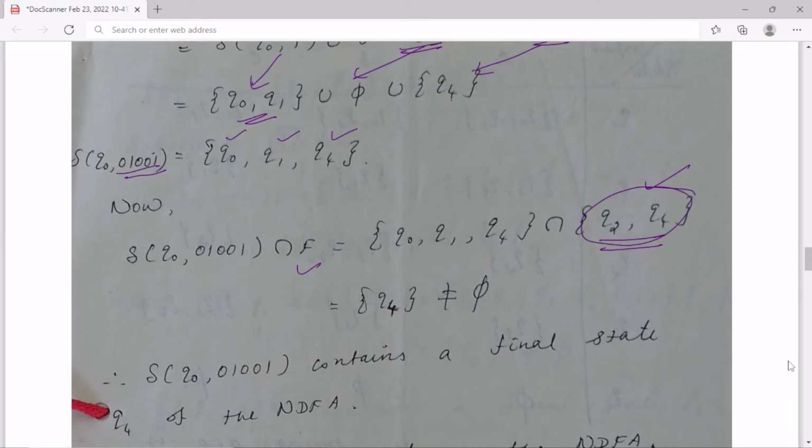So we have to take, after reading the string 0, 1, 0, 0, 1, we are at any one of the states Q0, Q1, Q4. So let me take the intersection of these two. Only one state is common, that is Q4. That is one of the final states too. Isn't it? So a sequence of transitions leads from the initial state to a final state, which means that string is accepted by the finite automaton, that is NDFA. So this string reaches a final state Q4. So it is accepted. Okay. That's all.